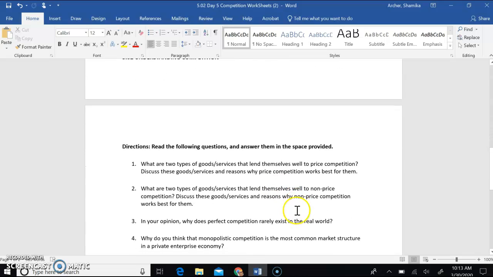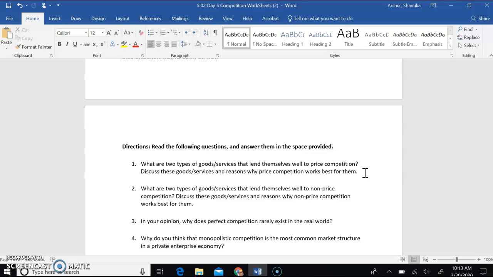So understanding competition, you're going to pick two types of goods and services. So Samsung and iPhone, Pepsi, Coke, Nissan, Acura, that type of thing. You're going to find two things and describe the goods and services and why price competition works best for them. Then you're going to look at two goods that lend themselves to non-price competition.